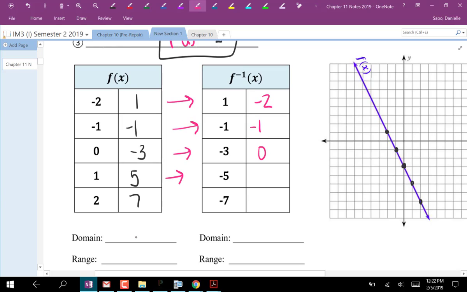Then we have, well, this is supposed to be a negative 5 and negative 7. Sorry, guys. These are supposed to be negative 5 and negative 7. Good, and then 1 and then 2. Remember, they all just switched. Whenever you're working with inverses, they switch.